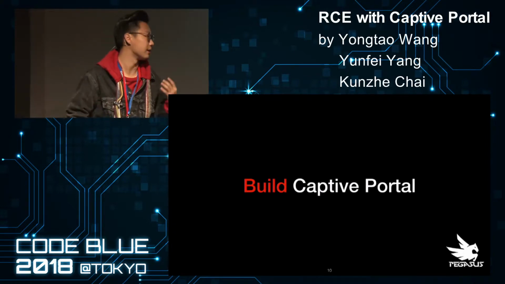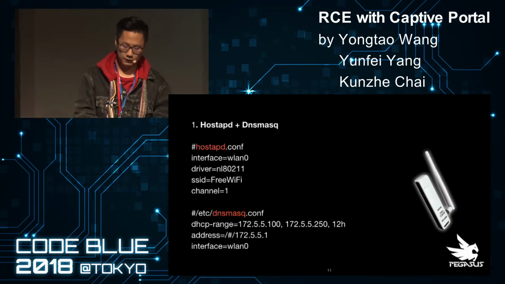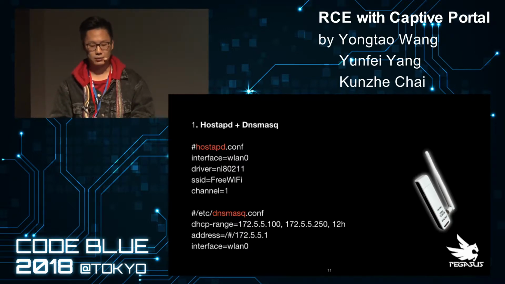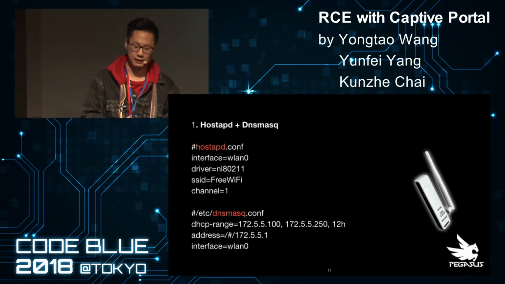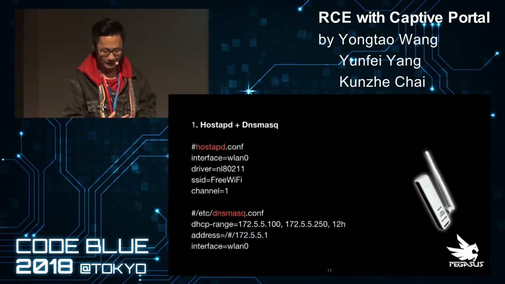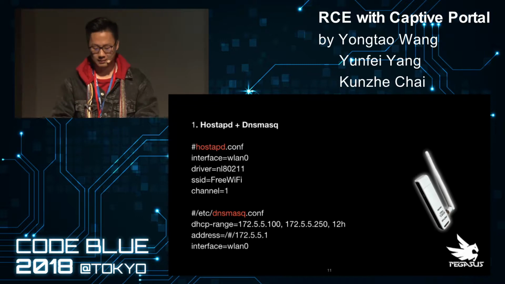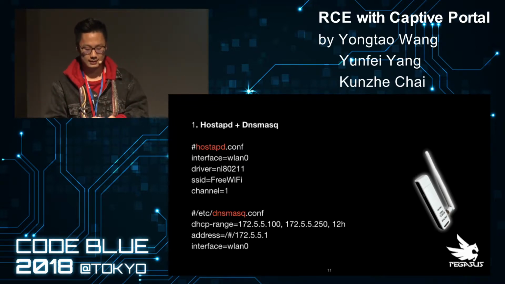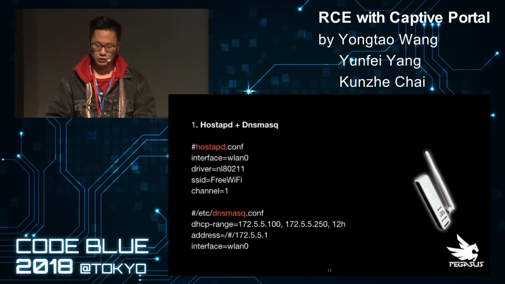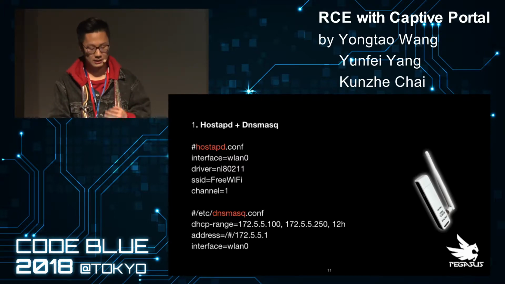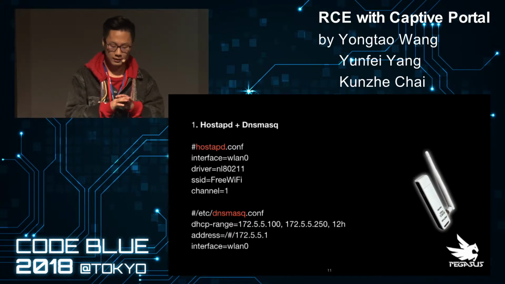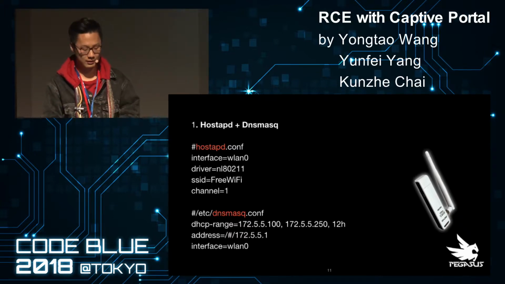How to make a Wi-Fi with a captive portal? First, you need a Wi-Fi adapter which supports AP mode. Our team members and I like the TP-Link WN722N wireless adapter, but only version 1, with the AR9271 chip. It's better for Wi-Fi hacking. It's better for monitor mode. It's better for AP mode.